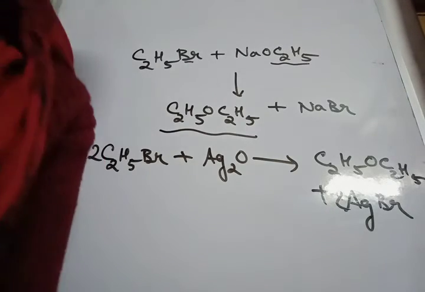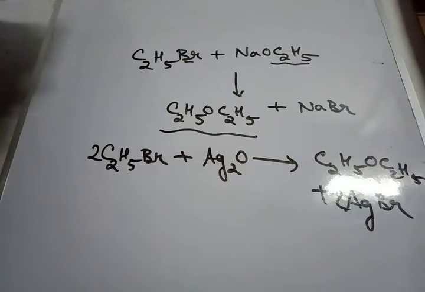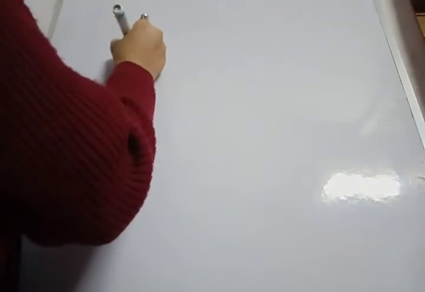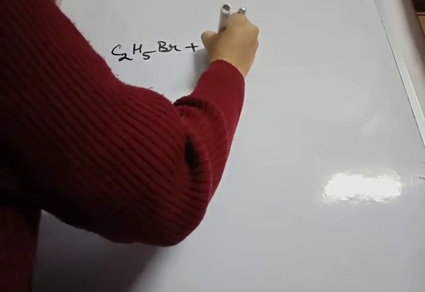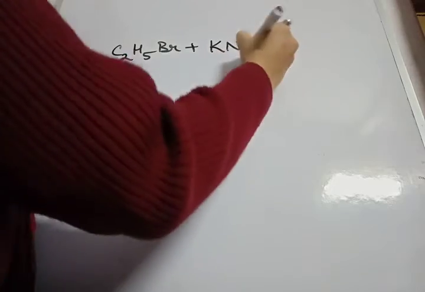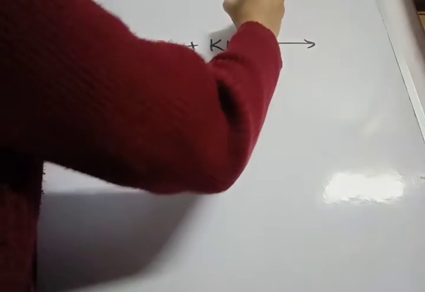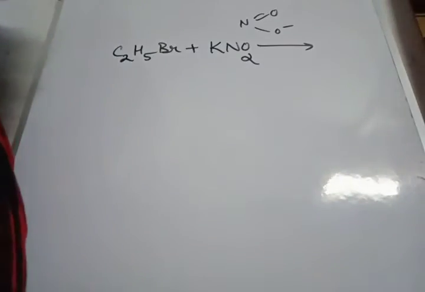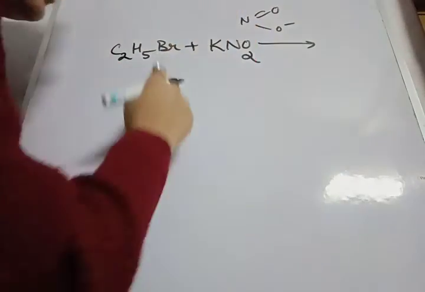Now next is formation of alkyl nitrites and nitroalkanes. So whenever alkyl halides are treated with sodium or potassium nitrite solution, then what do we get? Here also this NO2 is an ambidentate nucleophile. This particular part is an ambidentate nucleophile. So here the attack can occur via oxygen end or nitrogen end.